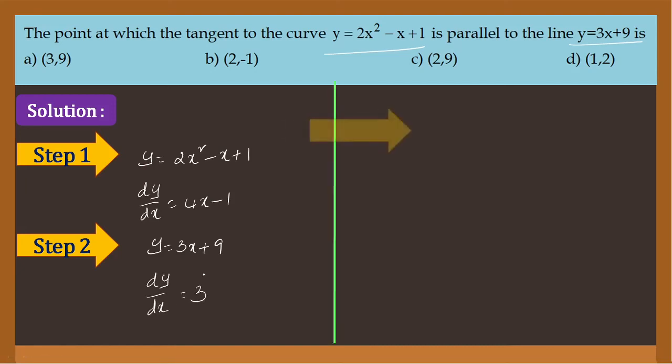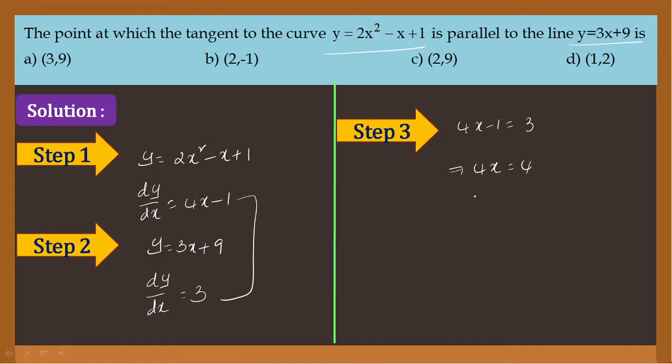Now equating the slopes, because the tangent to the curve is parallel to the line, we get 4x minus 1 equals 3. This implies 4x equals 4, which implies x equals 1.